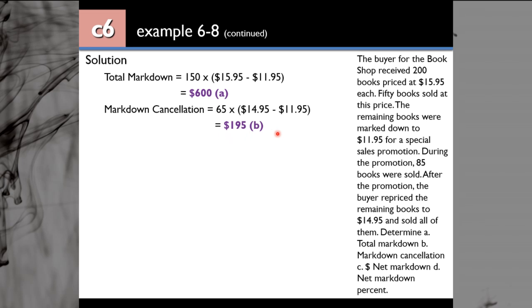So now you can calculate net markdown dollar, which is gonna be your total markdown minus markdown cancellation.